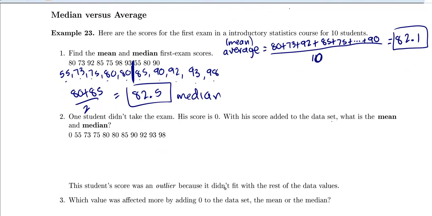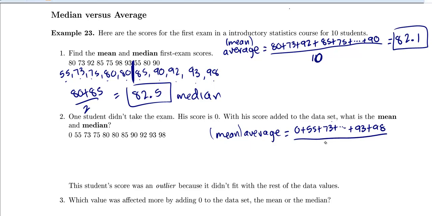Now though, we have one student who didn't take the exam. His score is 0. With his score added to the data set, what is the mean and median? So let's find our mean, that's the average, first. So I'm going to add 0 plus 55 plus 73 plus, I get up to the top, plus 93 plus 98, and divide by how many we have. Now we have 11 people. I put that into my calculator and I get 74.6. Notice my average went from 82 all the way down to 74.